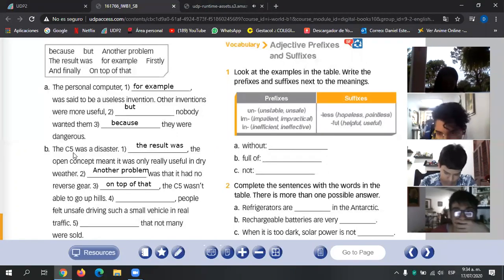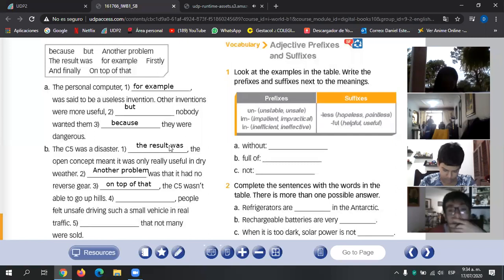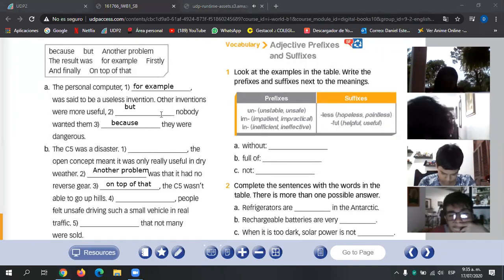The C5 was an example. The C5 was a battery-assisted tricycle that was invented in the 1980s. At the time, everybody was excited by the idea of a cheap electric vehicle. But the C5 was a disaster. Firstly, the open design meant the C5 was only really practical in dry weather. Another problem was that it had no reverse gear and was difficult to turn around. On top of that, 1 second.